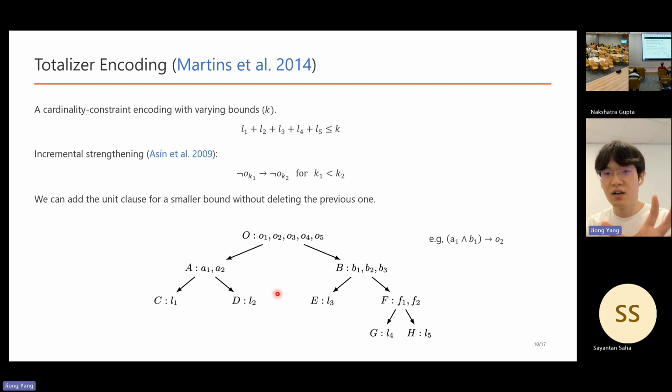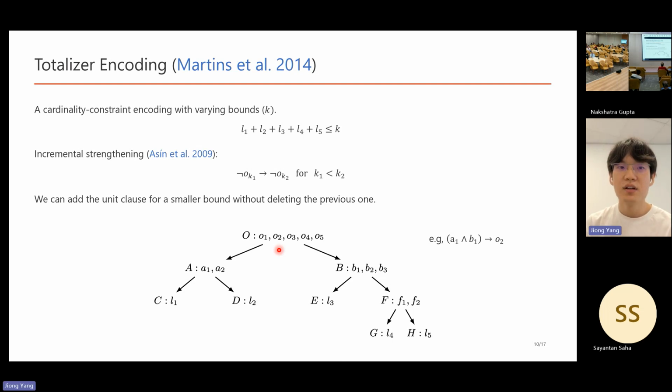Then, following this structure, we can encode the propagation of sum. So for example, when both a1 and b1 are true, which means that in the left subtree at least one input literal is true, while in the right subtree at least another input literal is true, we can infer that o2 must be true, which means at least two input literals are true. So similarly, we can write down the encoding for the other quantities. And finally, in order to encode the at most k constraint, we just need to assume the unit clause not o_{k+1}, basically saying that no k plus 1 literals can be true at the same time.